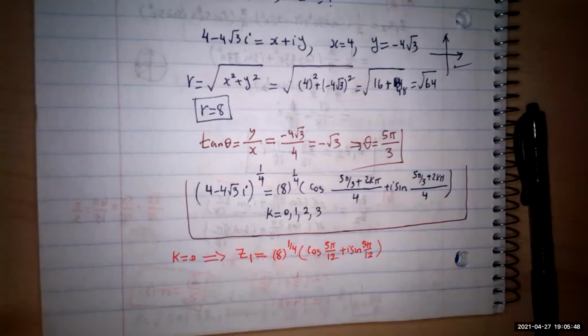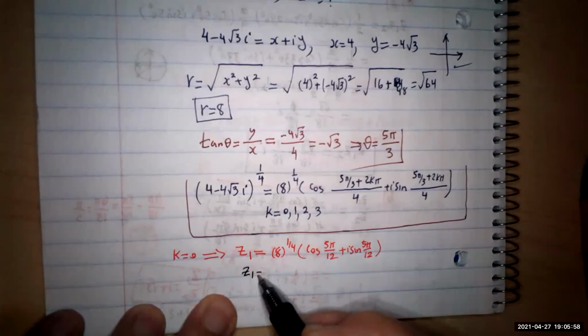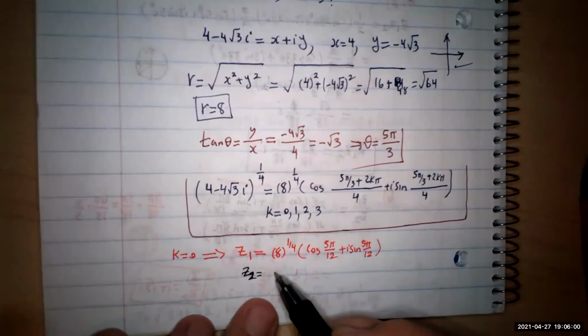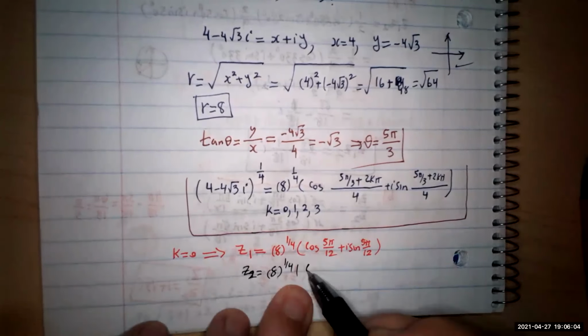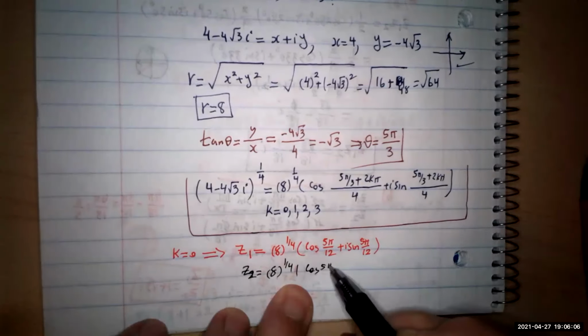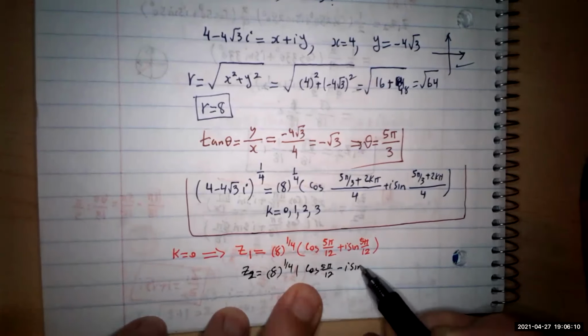You can use the conjugate that we talked about to write another one right away. You'll be able to just find the other solution, as we talked about. It's going to be something like z2 is going to be 8 to a quarter, and you write this one as cosine of 5π/12, remember the conjugate, minus i sine of 5π/12.